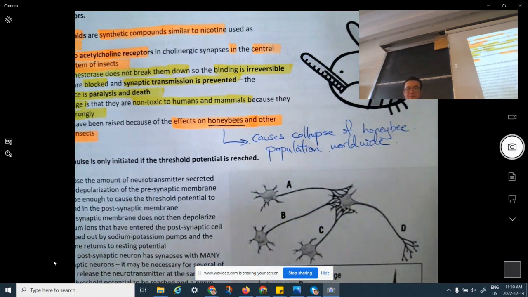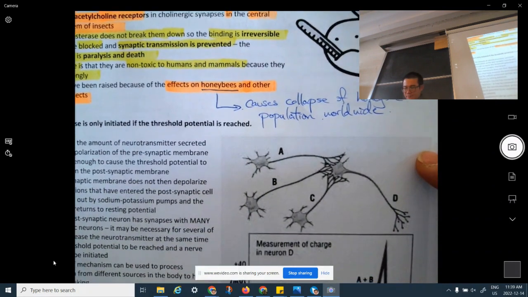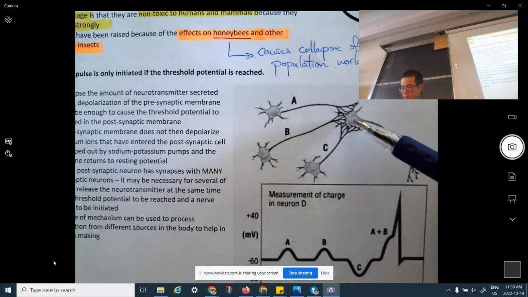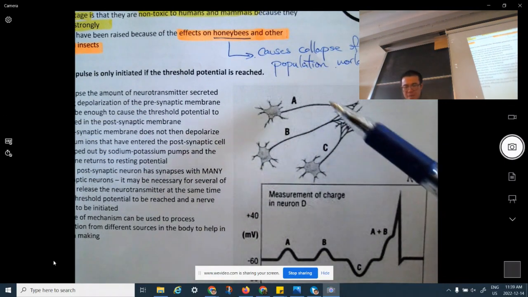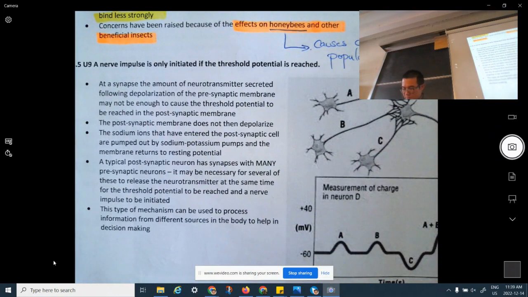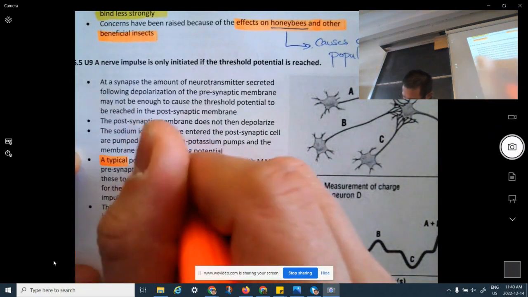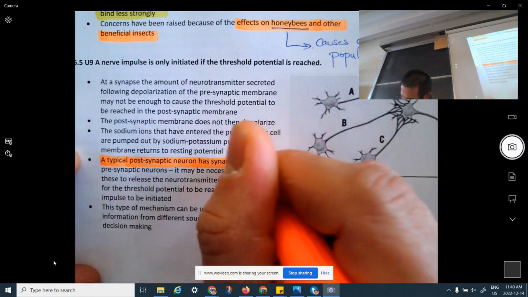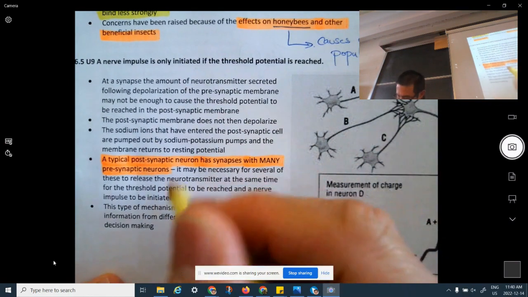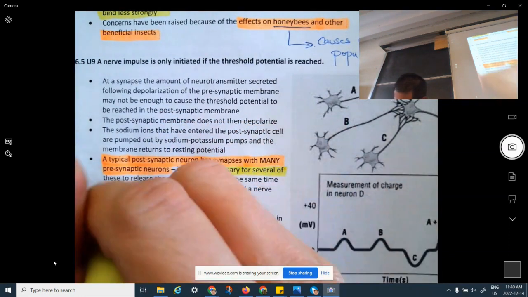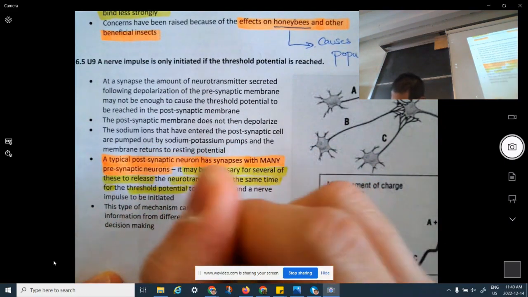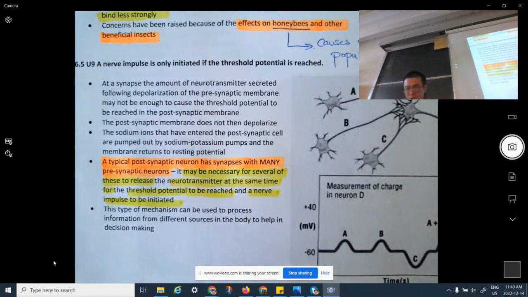Now, last but not least, we're back down here at this diagram. As you can see, neuron D gets input from three different neurons, A, B, and C. So a typical postsynaptic neuron has synapses with many presynaptic neurons. It may be necessary for several of these to release neurotransmitter at the same time for threshold potential to be reached and a nerve impulse to be initiated.